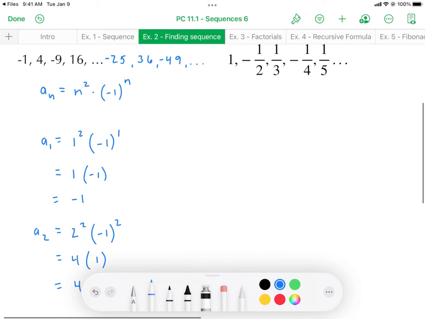All right, now it's customary. I wrote it as n squared times negative 1 to the power of n, but understand a lot of times you'll see it with the negative 1 to the power of n written first.